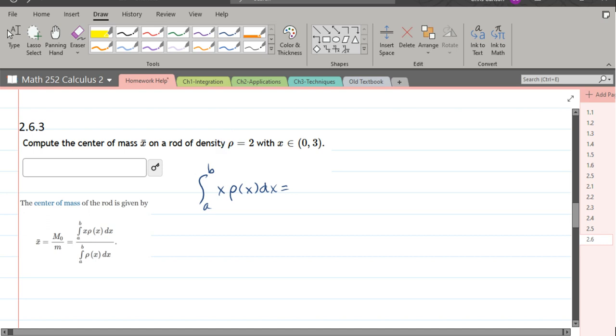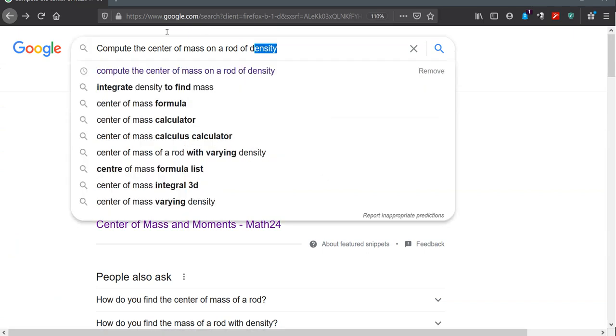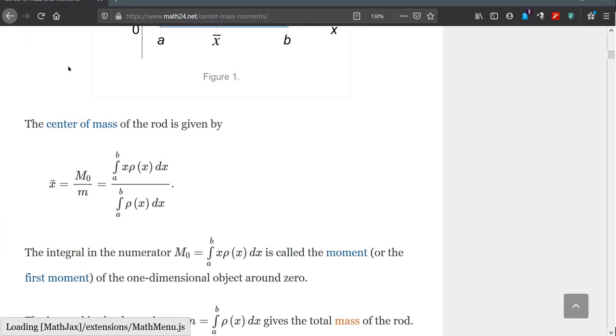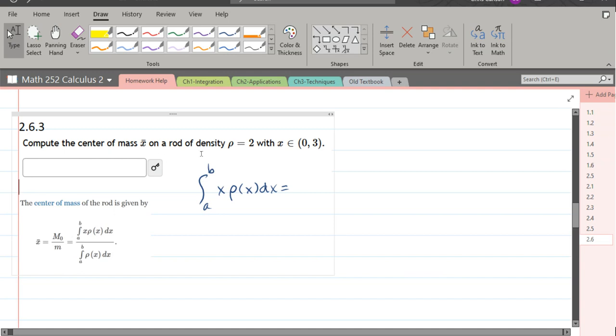Now the center of mass was not actually in the textbook. So where did I go? I just searched for it. Compute the center of mass on a rod with a density. And went down and grabbed the center of mass formula right here, and brought it over.